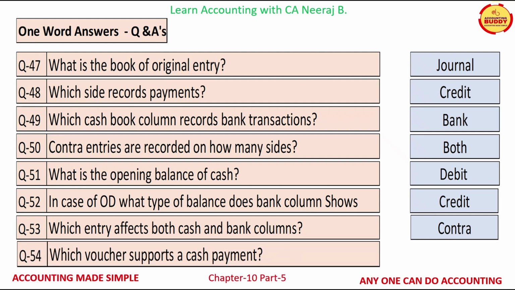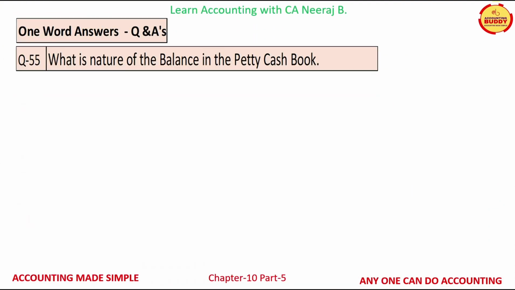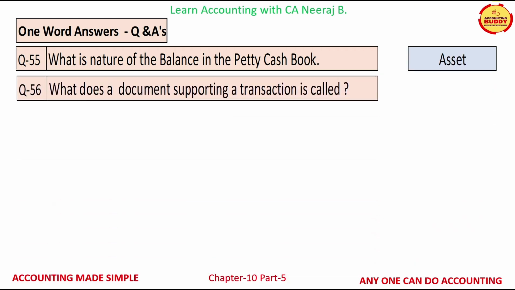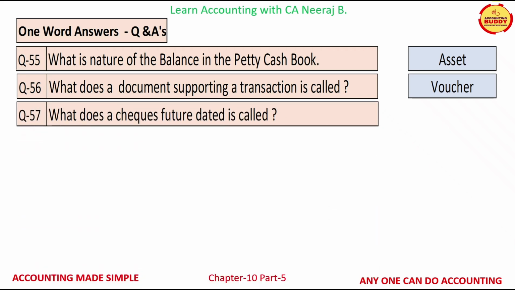Question number 54, which voucher supports a cash payment? And the answer is payment voucher. Question number 55 is, what is the nature of the balance in the petty cash book? And the answer is asset. Question number 56, what is a document supporting a transaction called? The answer is voucher. Question number 57, what is a future dated check called? The answer is post dated check.